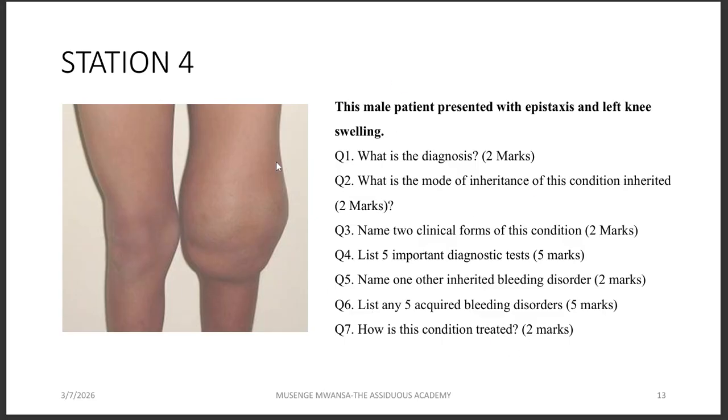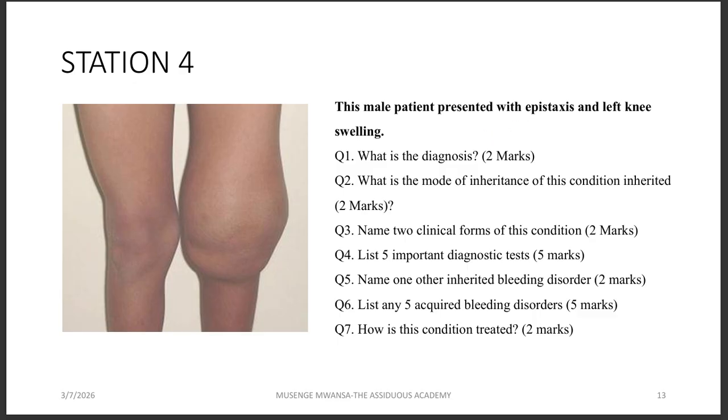Anyone? This one we don't know. Okay. They present with epistaxis. If you hear epistaxis, what would you say? Okay. Oh, hemophilia. Okay, the correct answer is hemophilia.